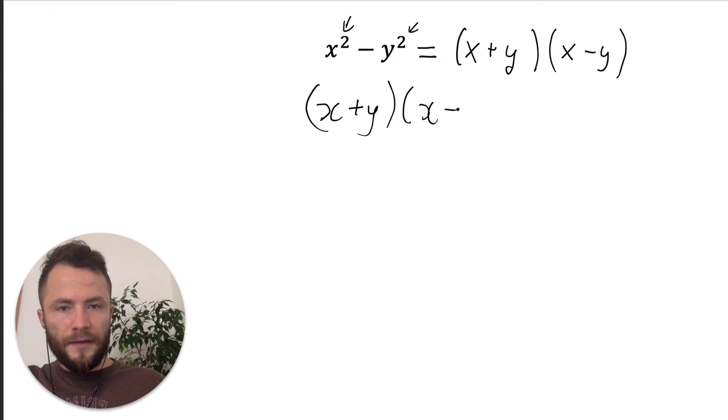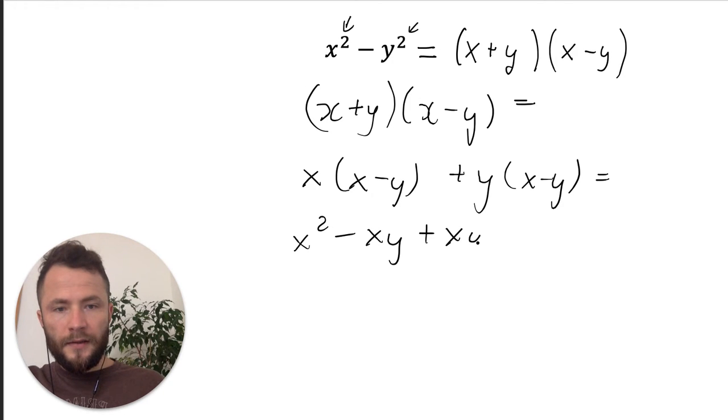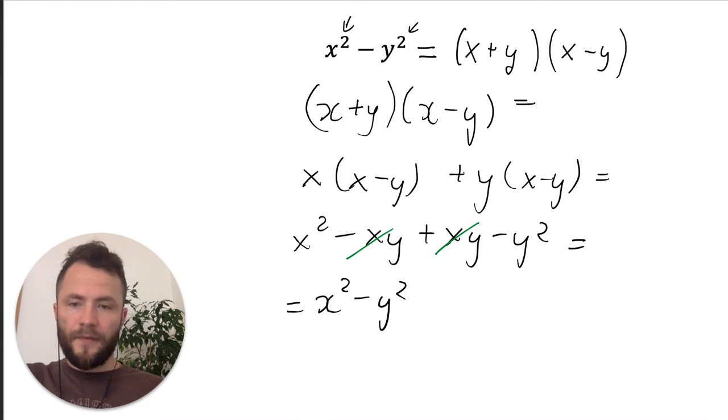times x minus y equals x times x minus y plus y times x minus y, equals x squared minus xy plus xy minus y squared. Minus xy and plus xy cancel, and then we end up with x squared minus y squared, difference of the squares.